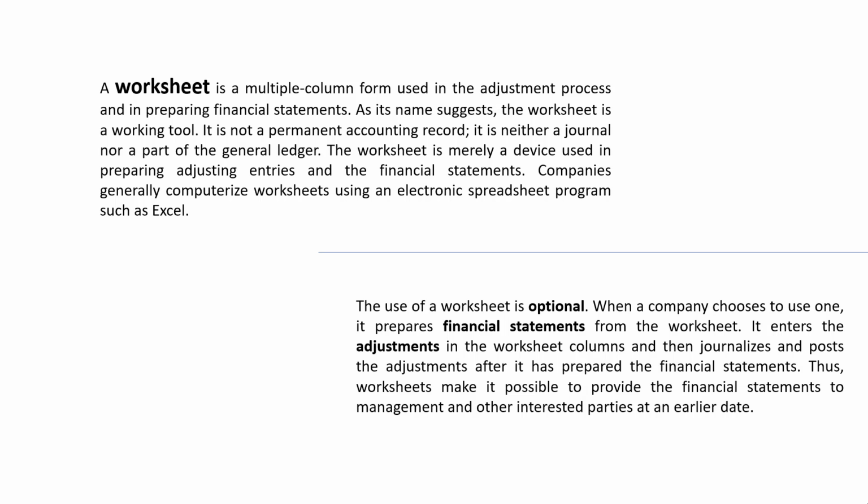Companies generally computerize worksheets using an electronic spreadsheet program such as Microsoft Excel. The use of a worksheet is optional. When a company chooses to use one, it prepares financial statements from the worksheet. It enters the adjustments in the worksheet columns and then journalizes and posts the adjustments after it has prepared the financial statements. Thus, worksheets make it possible to provide the financial statements to management and other interested parties at an earlier date.